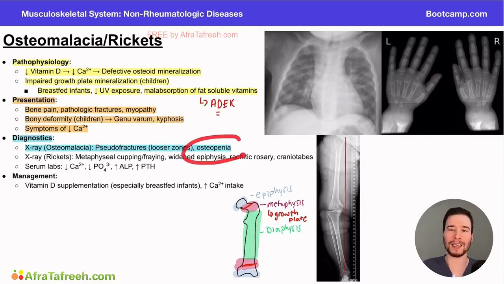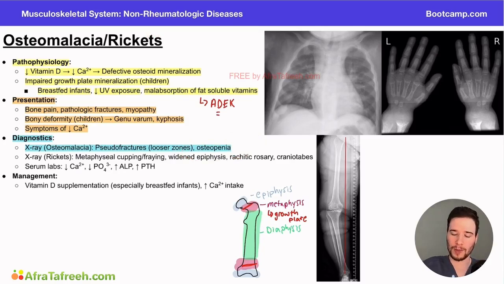Additionally, osteopenia should make sense, right? The problem here is with bone mineralization, so if we can't do this as well, we're going to have softer bone overall. Now, you can also see some other things, particularly in rickets, such as metaphyseal cupping, which is fraying or widened epiphyses, along with rachitic rosaries and craniotabes.